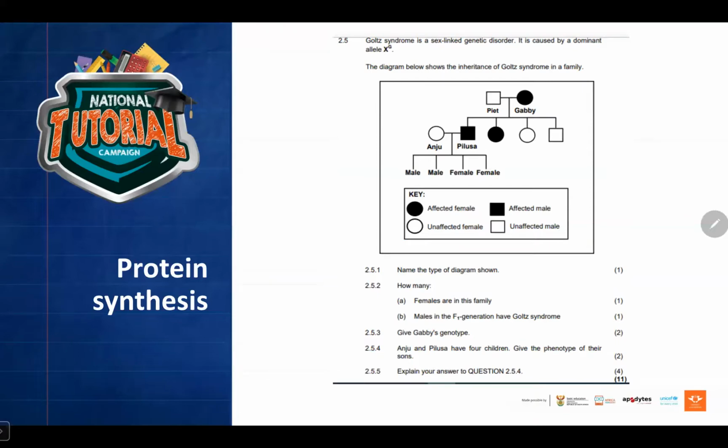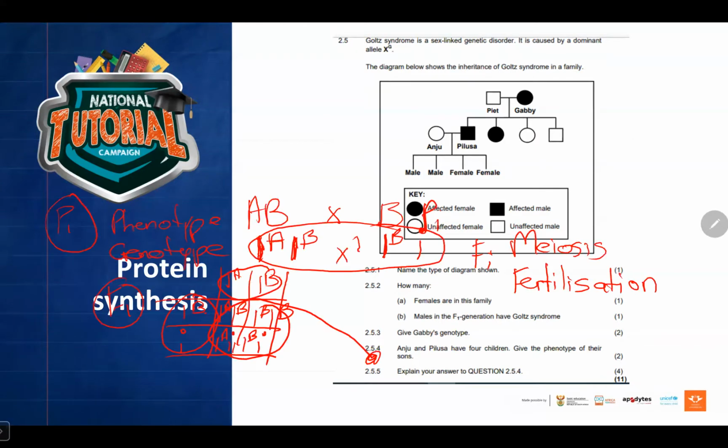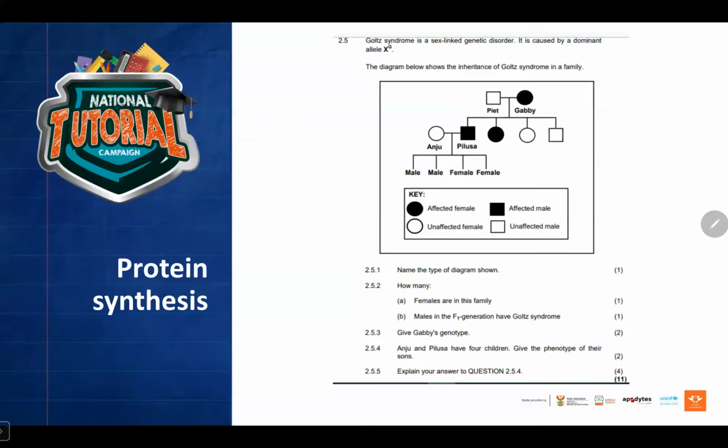Okay. And then lastly, we are going to quickly look at 2.5, which is this little family pedigree or family diagram. So it reads, Gold syndrome is a sex-linked genetic disorder. It is caused by a dominant allele XG. The diagram below shows the inheritance of Gold syndrome in a family. 2.5.1, name the type of diagram shown, and this I have already given away. It is a pedigree diagram or a family pedigree.